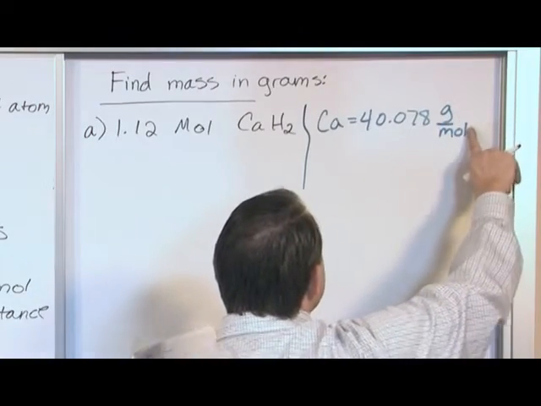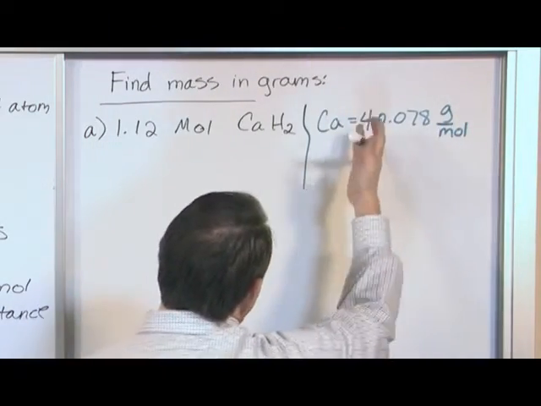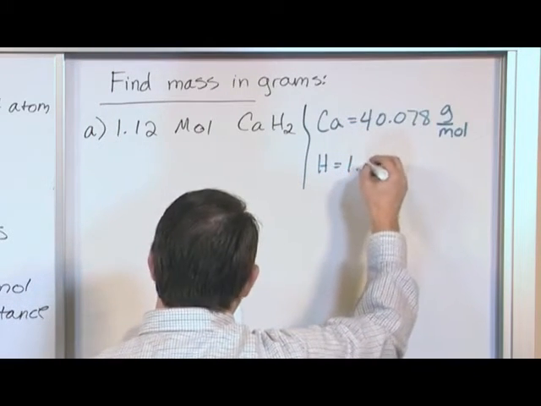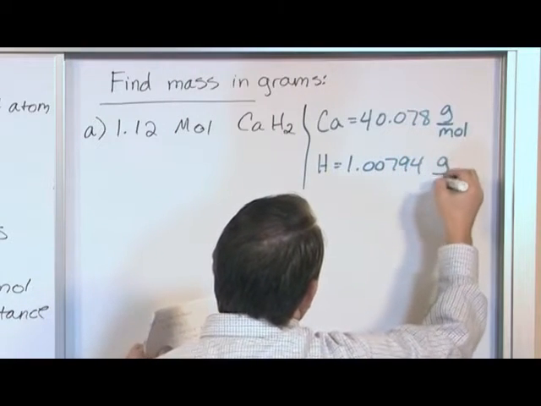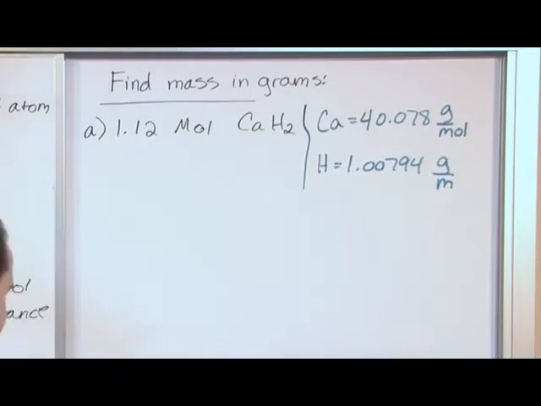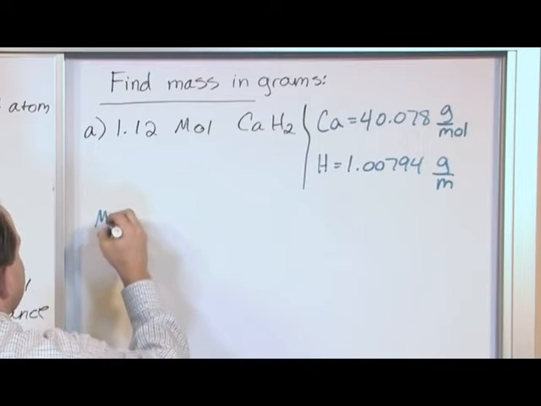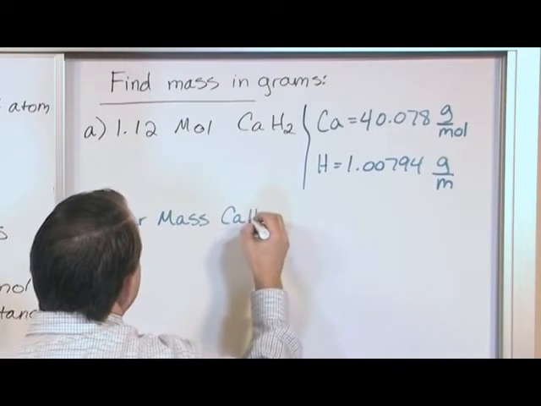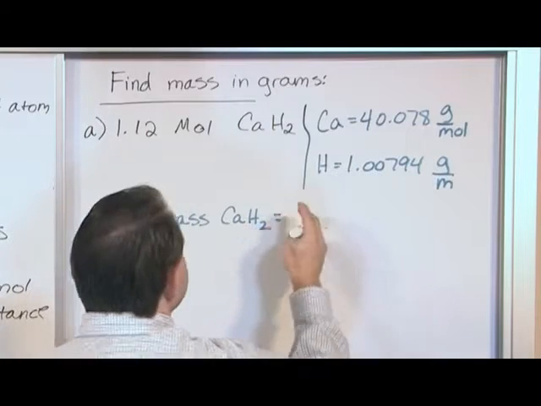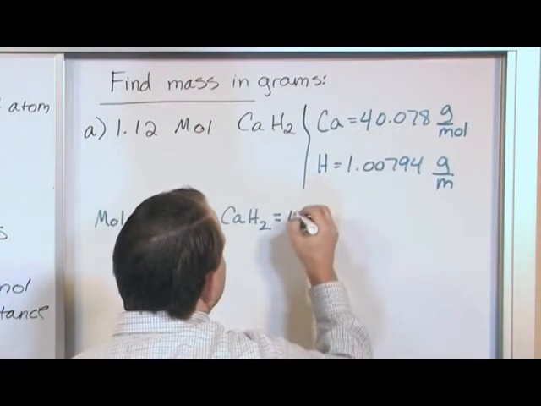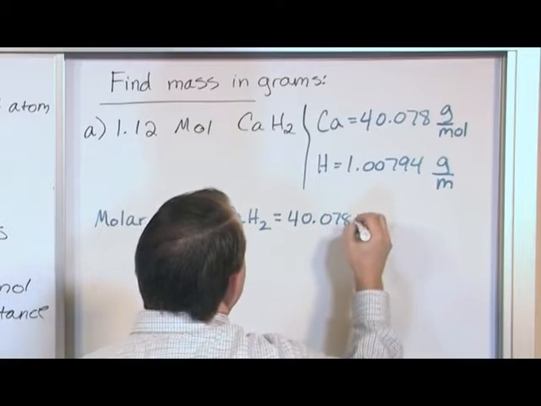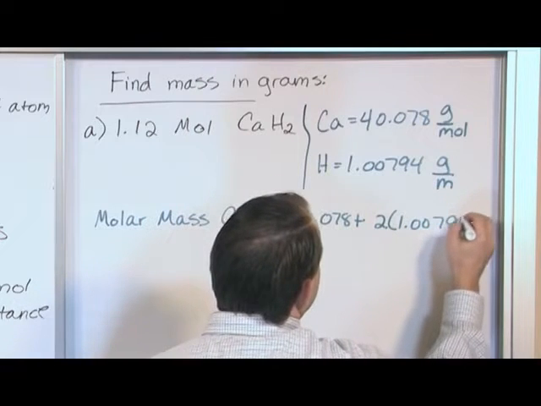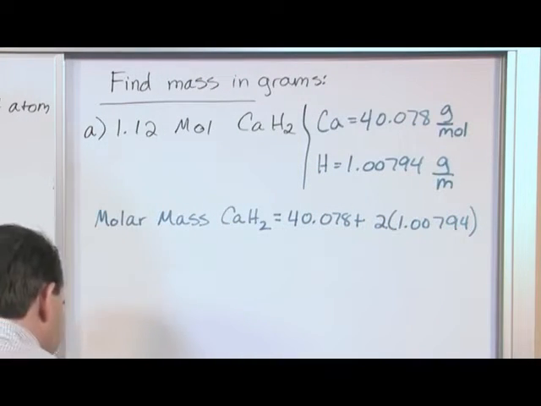It's how many grams in every one of its moles, where a mole is 6.02 times 10 to the 23rd atoms. And hydrogen is 1.00794 grams per mole. So for every mole of hydrogen, this is the number of grams. So the molar mass of CaH2 is equal to, so there's one atom of calcium, so it's 40.078, plus 2 atoms of hydrogen, which is 2 times 1.00794. And this is going to give us the molar mass.